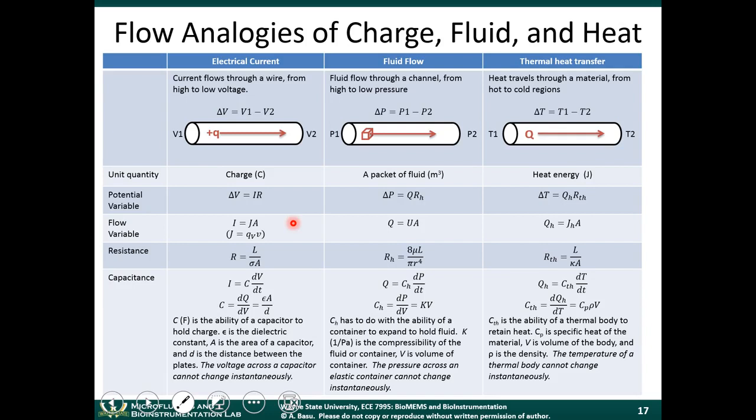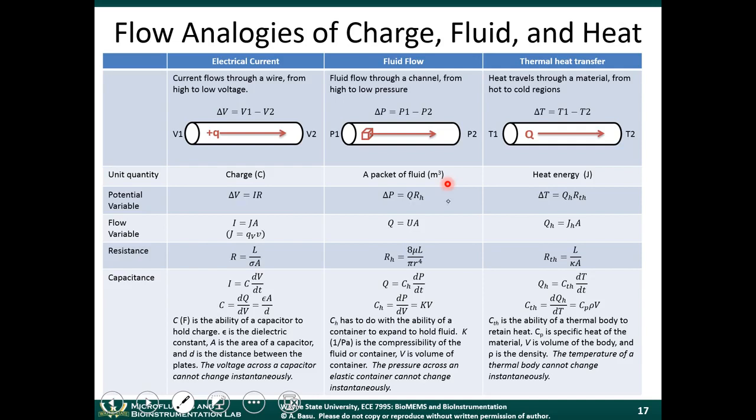In the electrical domain, the forcing variable is a voltage, because the voltage is creating an electric field, and that electric field causes the charge to move from one side to the other. So the potential variable here is V. And the formula, as I mentioned earlier, is V equals IR in the electrical domain. The potential variable in fluid flow is P, and P is equal to Q times the hydraulic resistance.